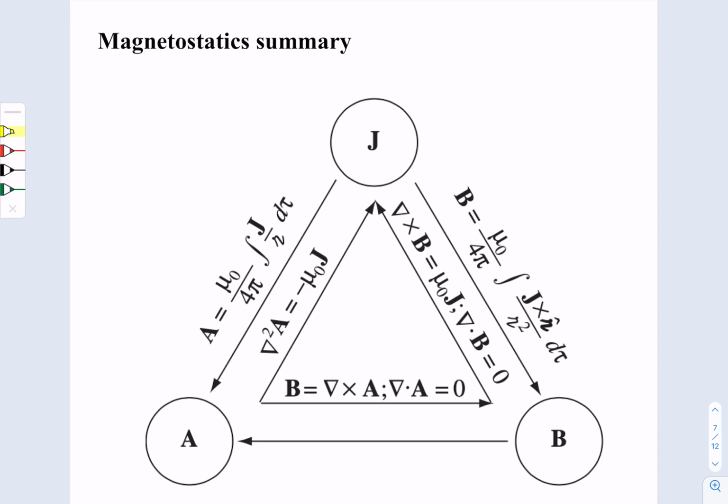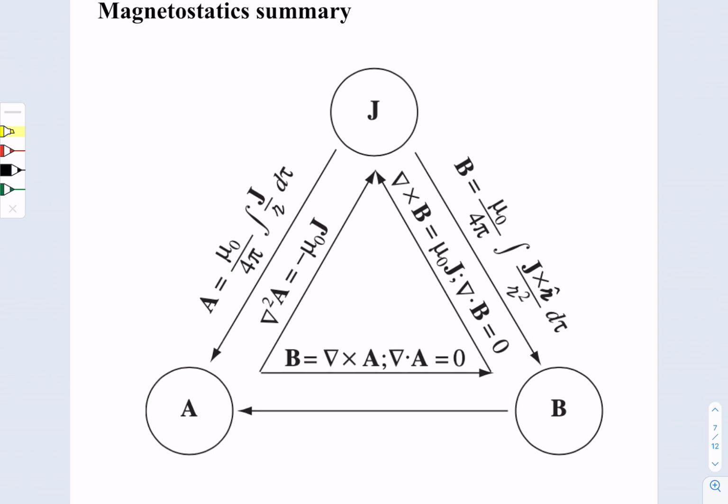So here now we already have all the components that we have in the magnetostatics problem. Just like the triangles for the electrostatics problem, we also have a triangle in the magnetostatics problem. So there we have the magnetic field B, we have a source current J, and we have a vector potential A.